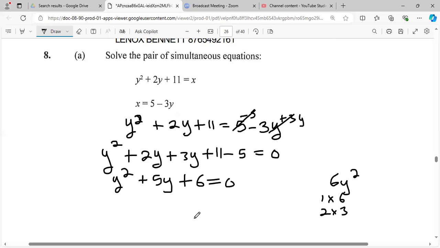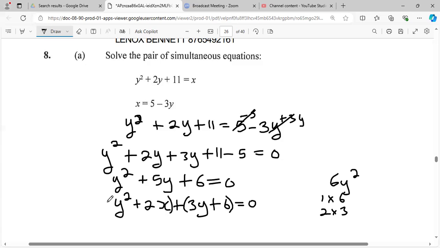So now I'm going to use 2 and 3 to replace the 5y. So we have 2y plus 3y, because the value of this is also 5y. And then we add the 6. Remember, put them in pairs. I did one of this earlier.